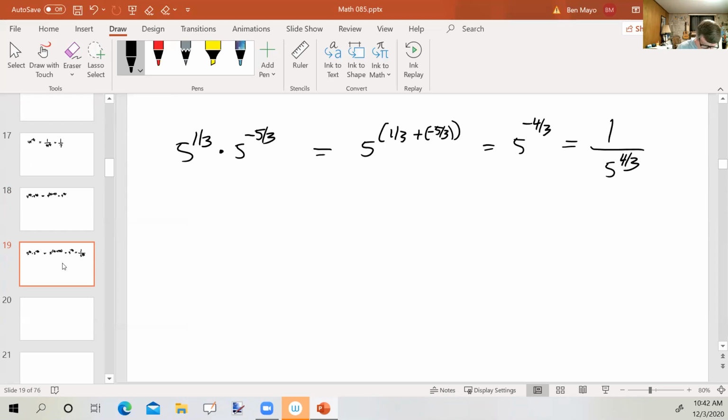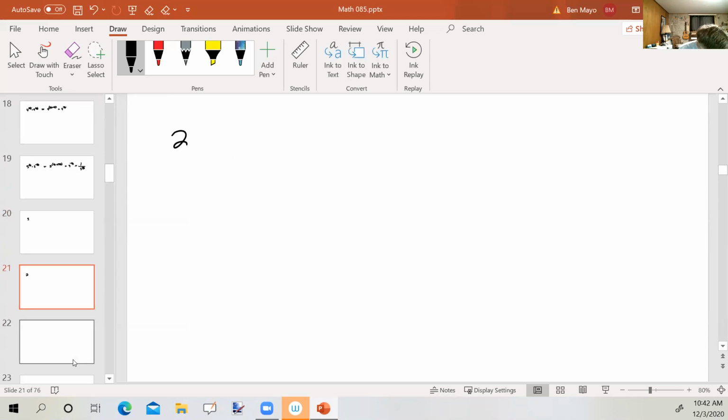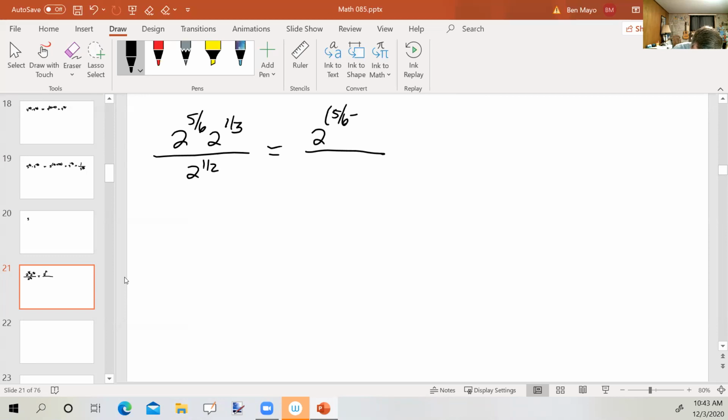Okay, let's say we've got 2 to the 5/6 power times 2 to the 1/3 power over 2 to the 1/2 power. Well, in the numerator, multiplying powers with the same base, you would add the exponents. So our exponent becomes 5/6 plus 1/3.